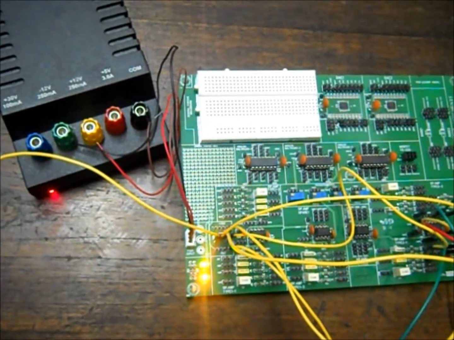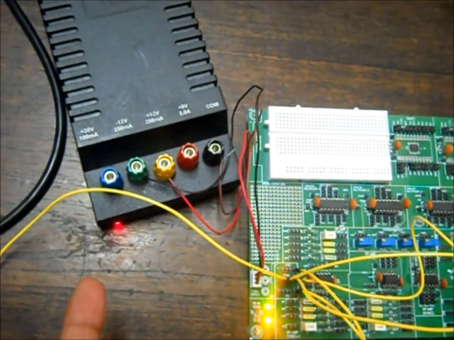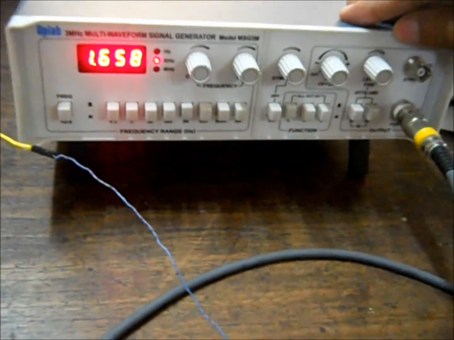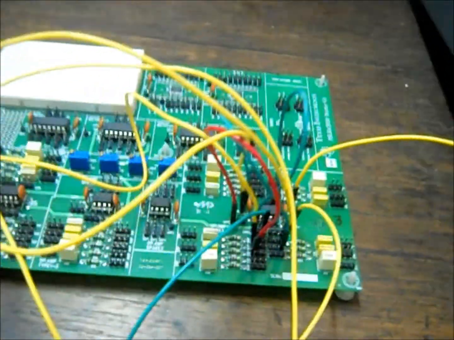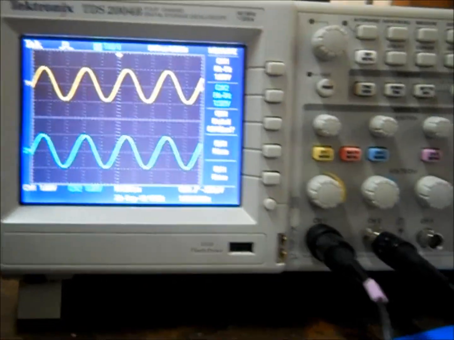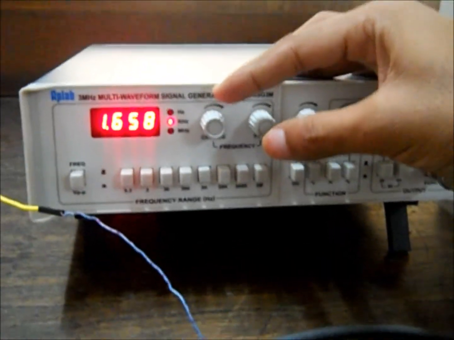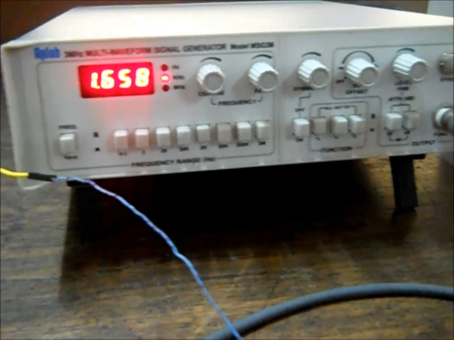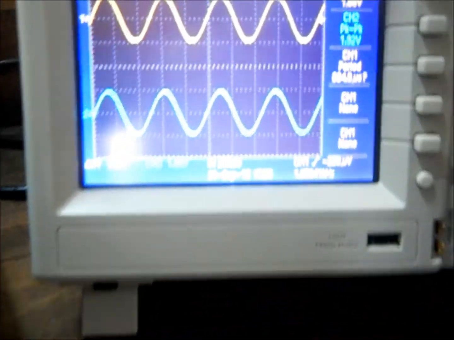Then we moved on to the hardware implementation using the Texas Instruments ASLK kit. The ASLK kit is powered using a regulated DC power supply, and the input to the circuit is given from the multi-waveform signal generator, and the output is taken across a Tektronix 4-channel digital storage oscilloscope. Coming back to the signal generator, the frequency was varied from 1 kHz to 1 MHz in small steps, and the corresponding variations were noted down on the oscilloscope.